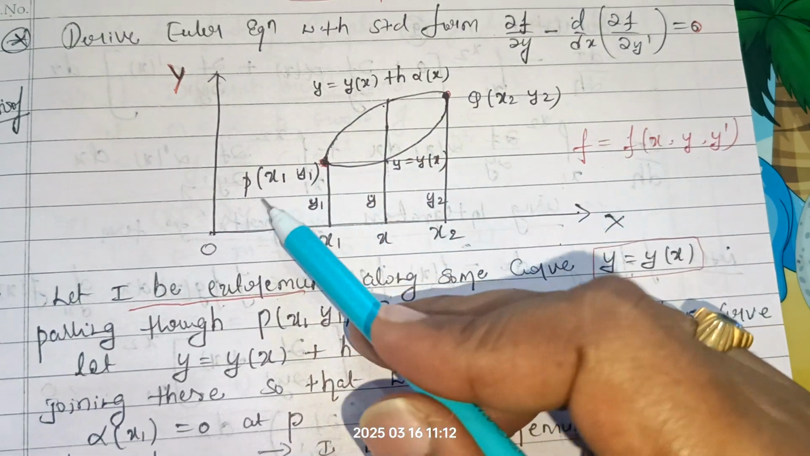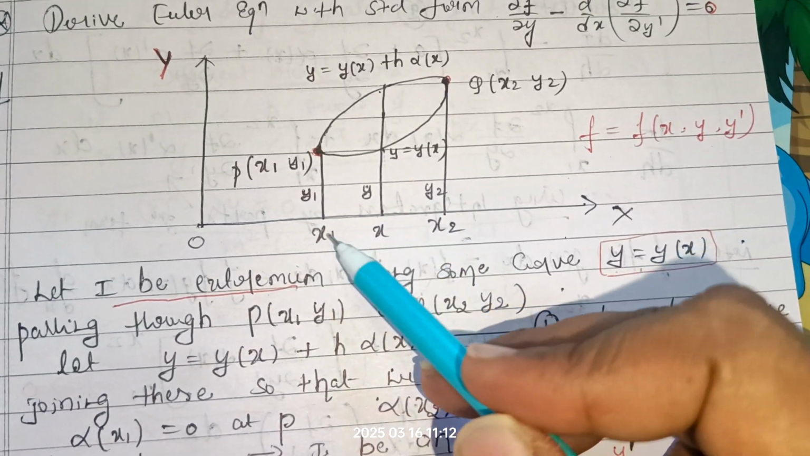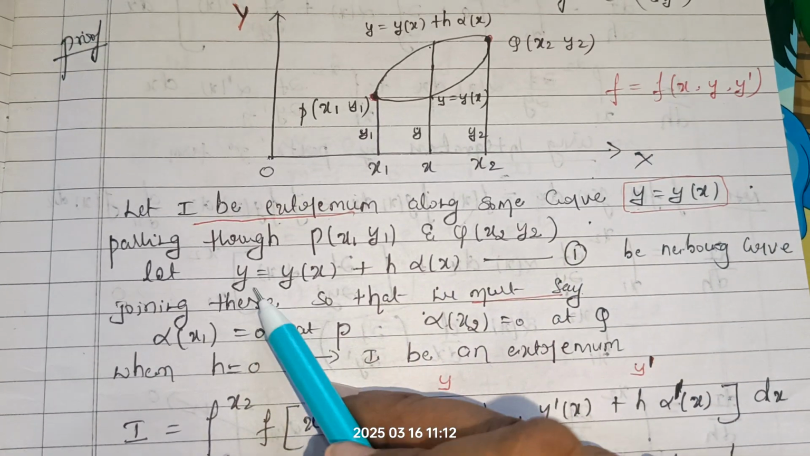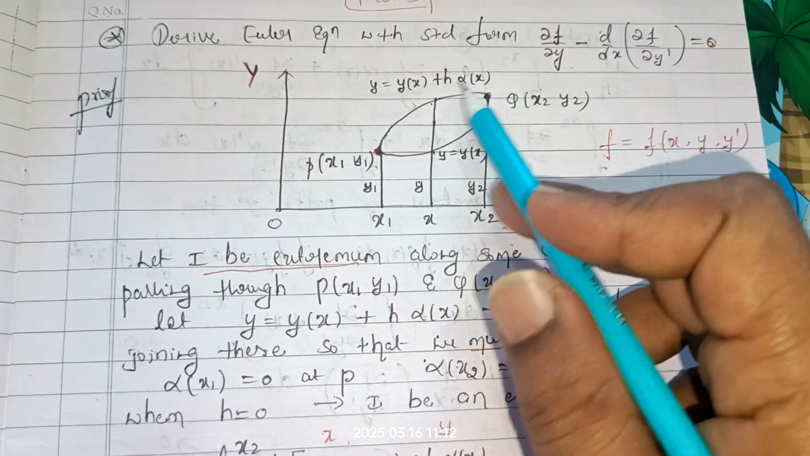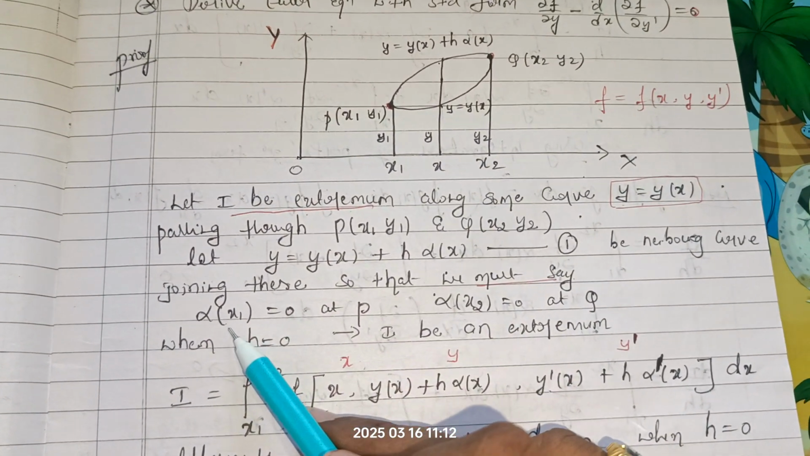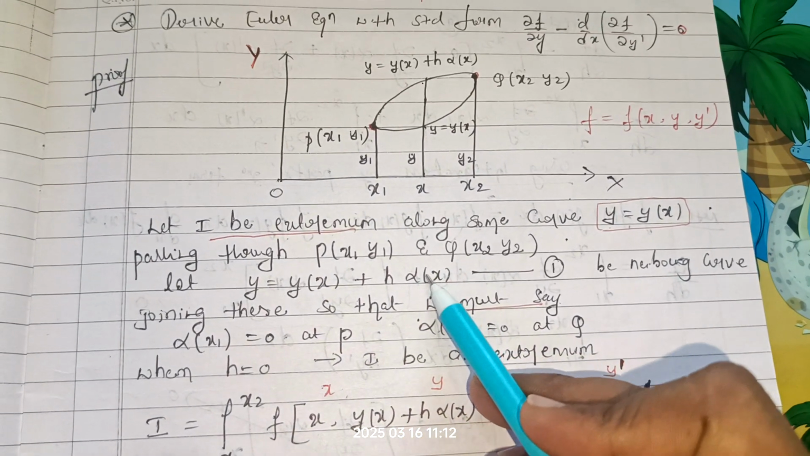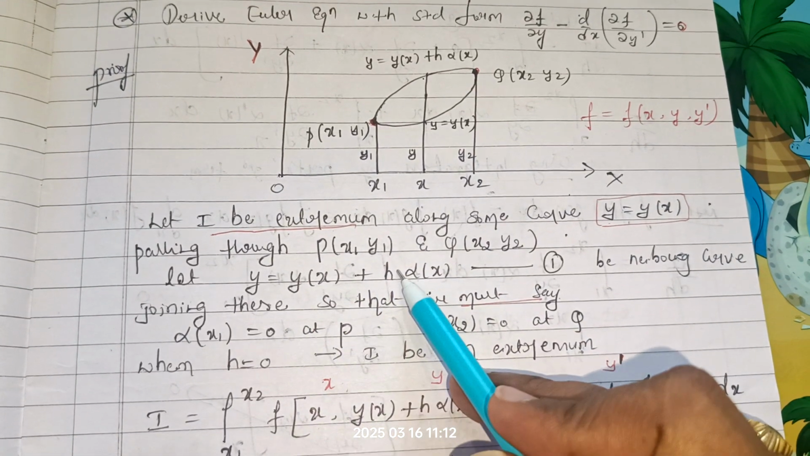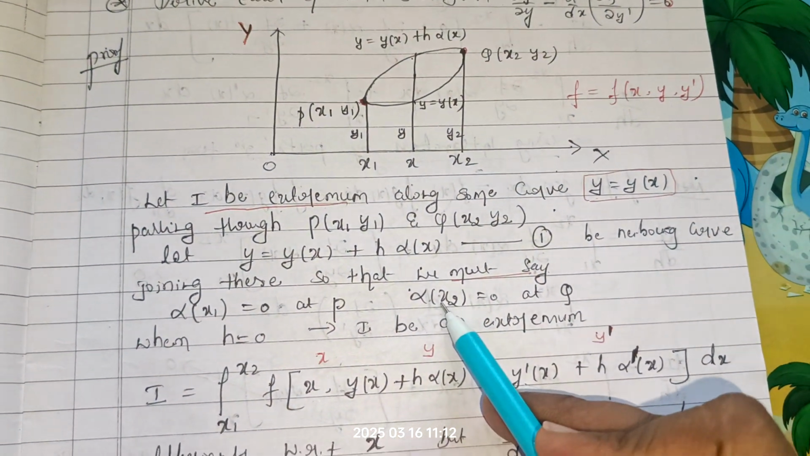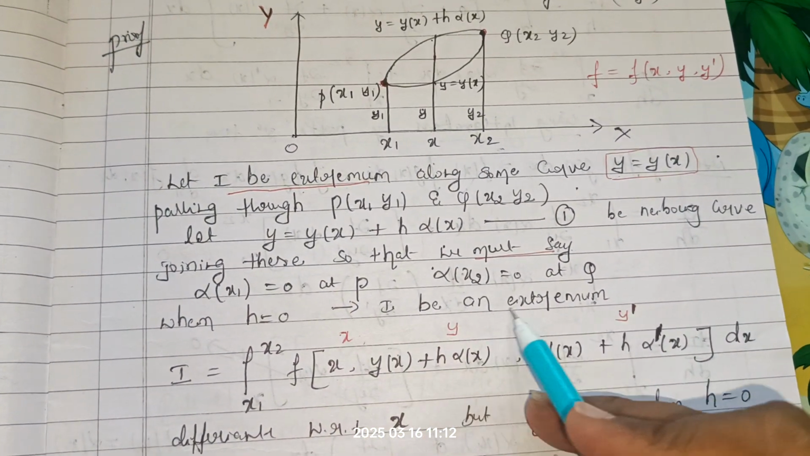This curve has 2 points, P(x1, y1) and Q(x2, y2). You can observe here x1 and x2. With the help of y equals y(x) and y equals y(x) plus h into alpha(x), these two curves join, as we will see next. Alpha(x1) equals 0 at P, because if I put alpha equals 0, you will get y(x), that is h equals 0. Similarly at point Q, alpha(x2) is 0. If h is 0, I will be the extremum.